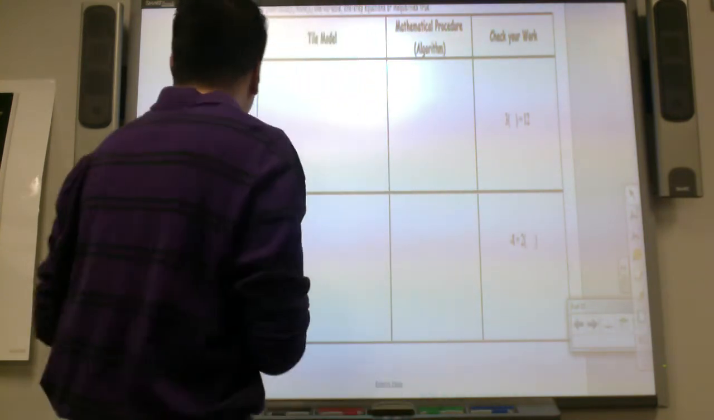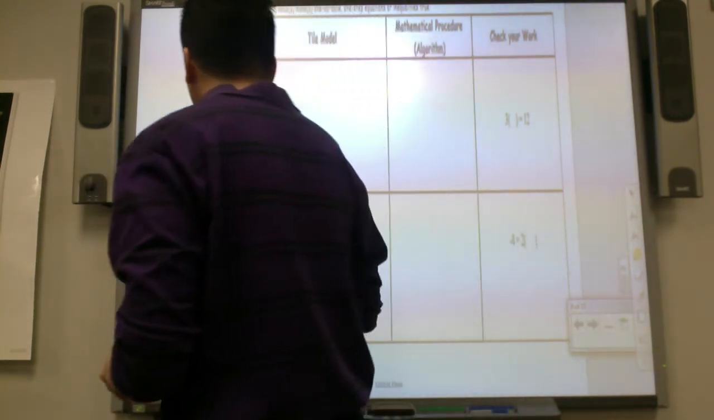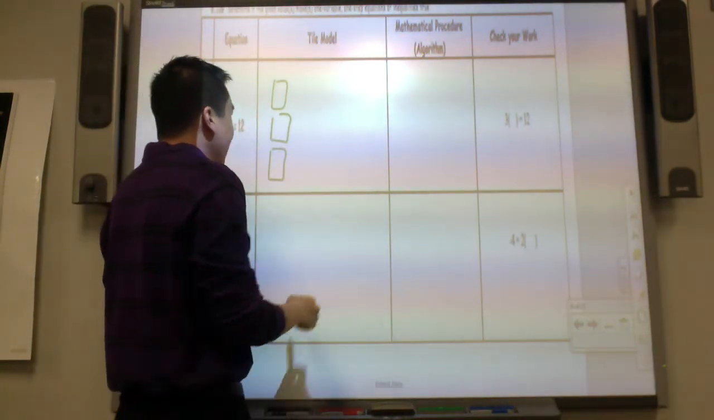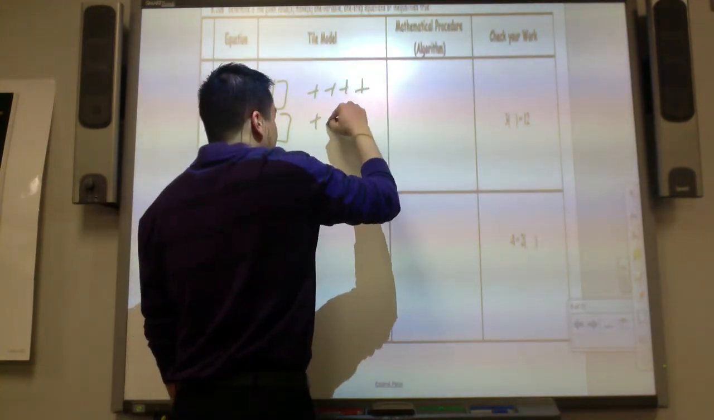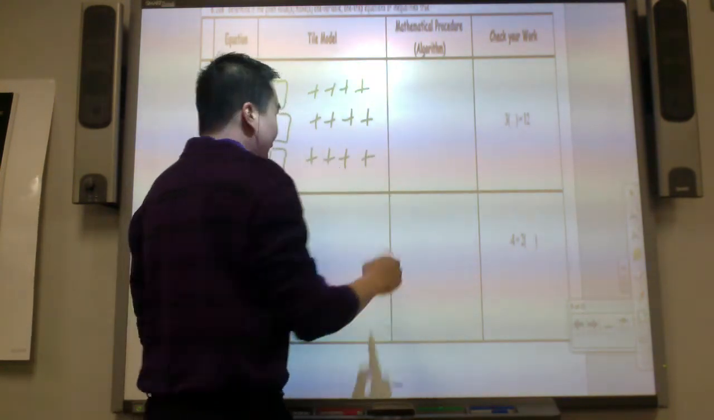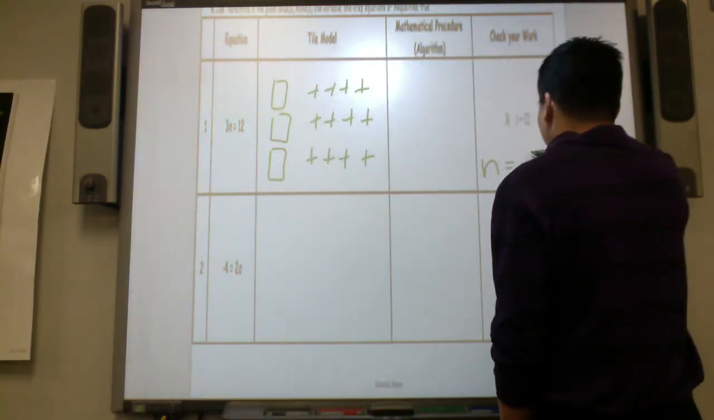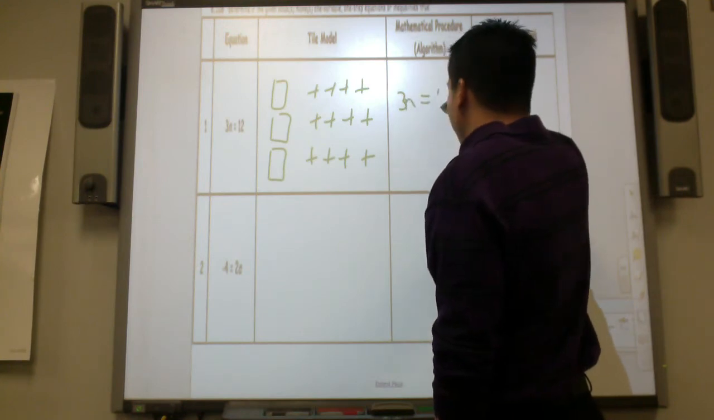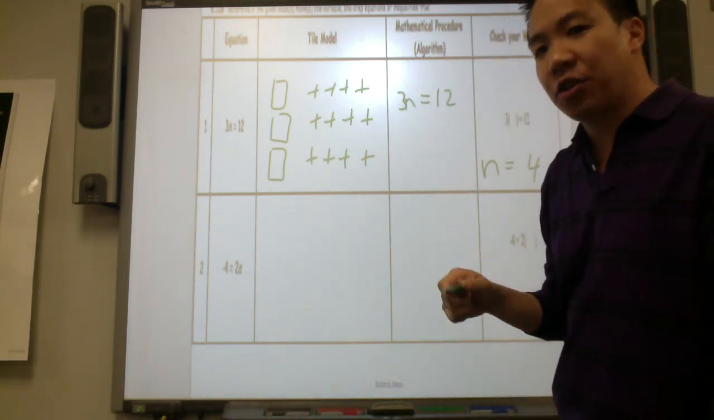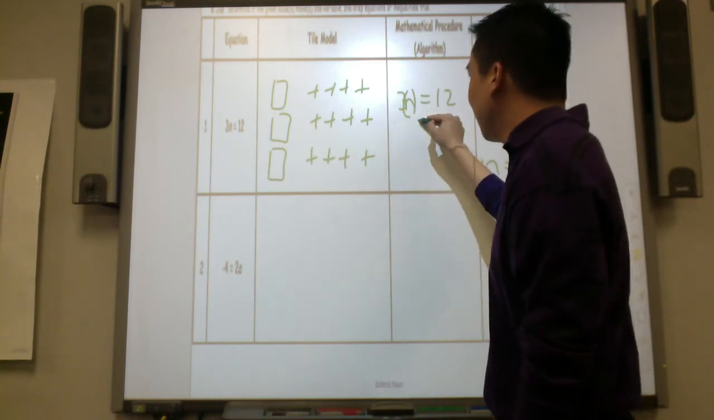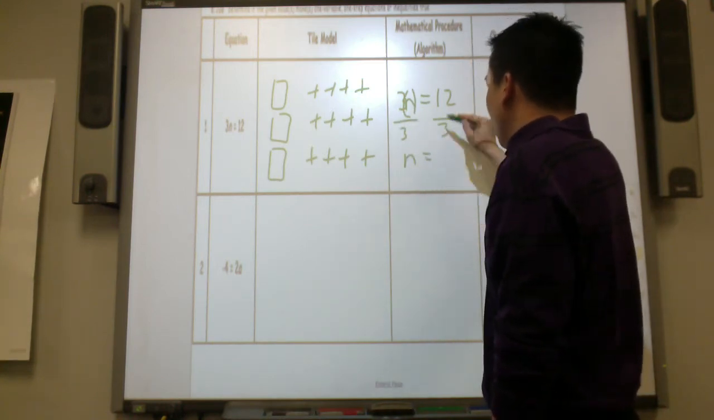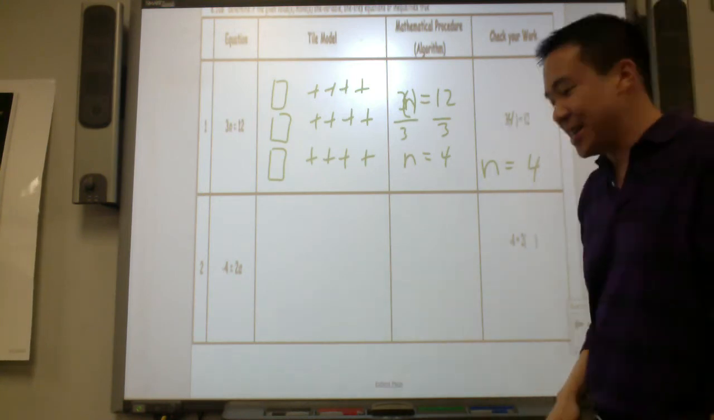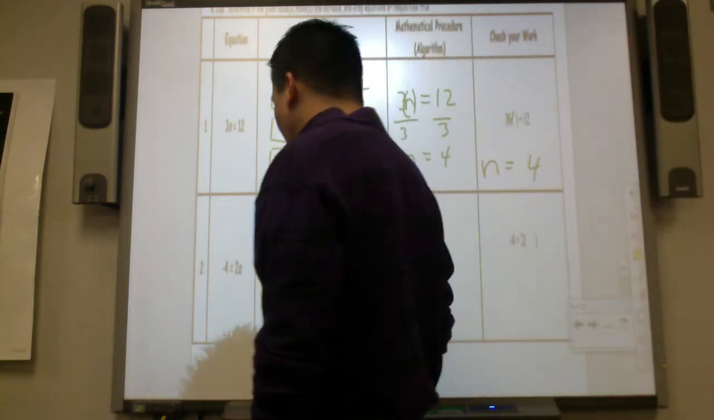Welcome back. So here are the answers to this. You have 3 n's and you have 12. We need to put them in 3 groups. So each n equals 4. If you do not like algebra tiles or drawing, you could have solved it this way. What is the inverse of times? Remember, this means times. Divide by 3. 12 divided by 3 is 4. And to check your work, is 3 groups of 4 equal to 12? It does.